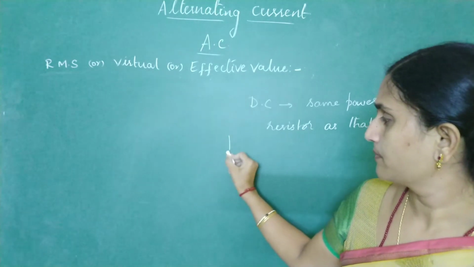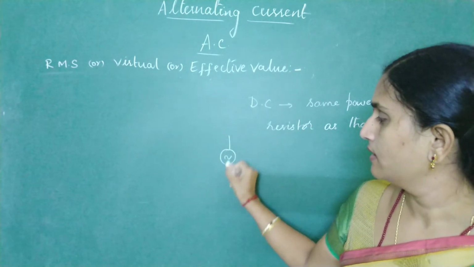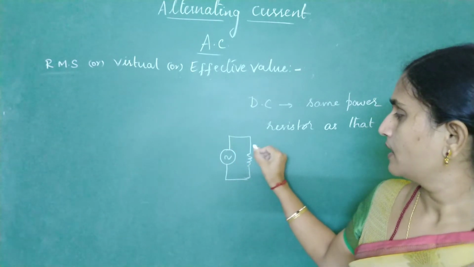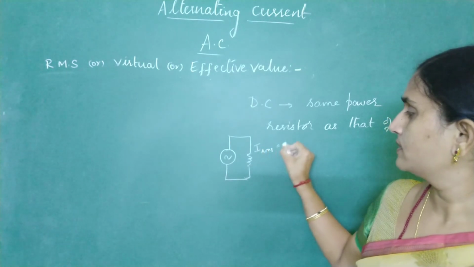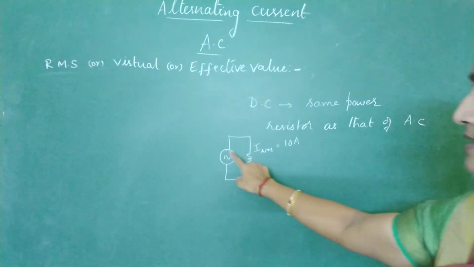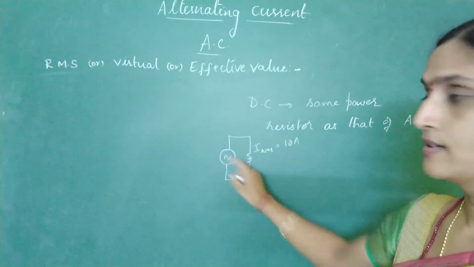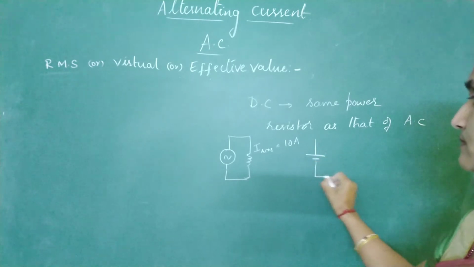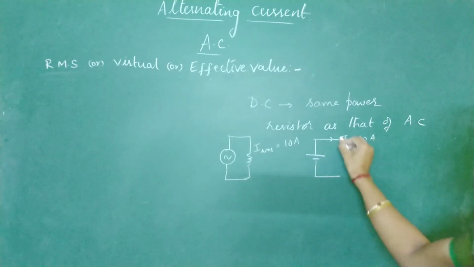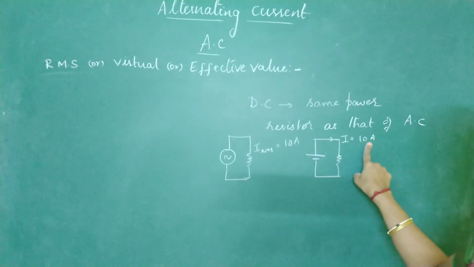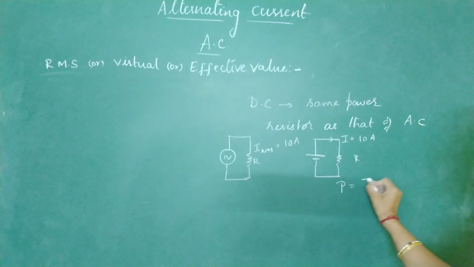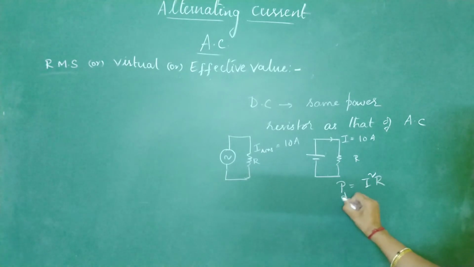Say for example, you have an alternating EMF connected to a resistor and it has an RMS value of 10 ampere. Then if you want to replace this alternating source with a DC, what should be the current? Current should also be equal to 10 ampere. Okay, now look at this. What is the power dissipated in this case? I square into R for DC.